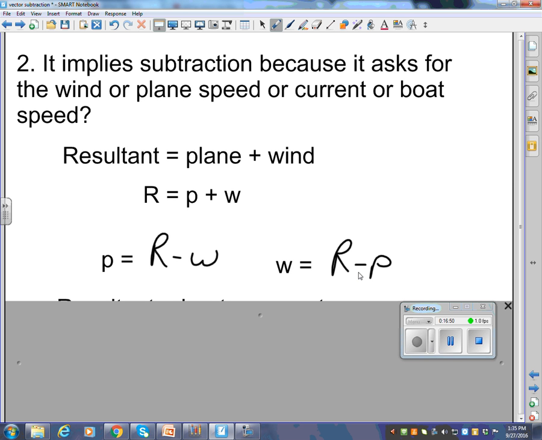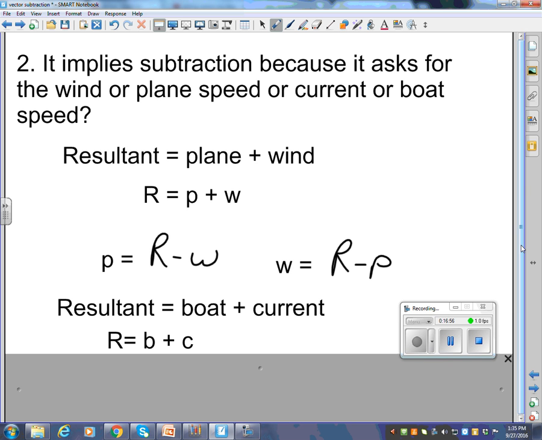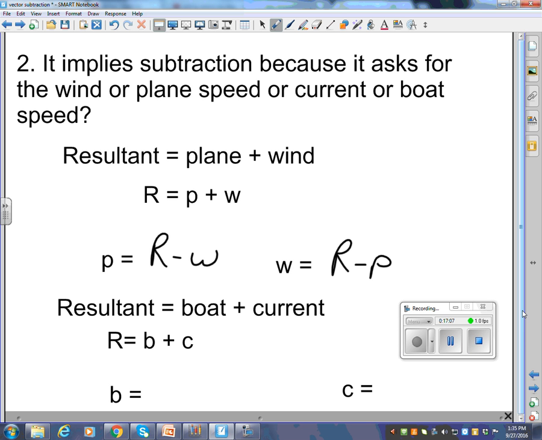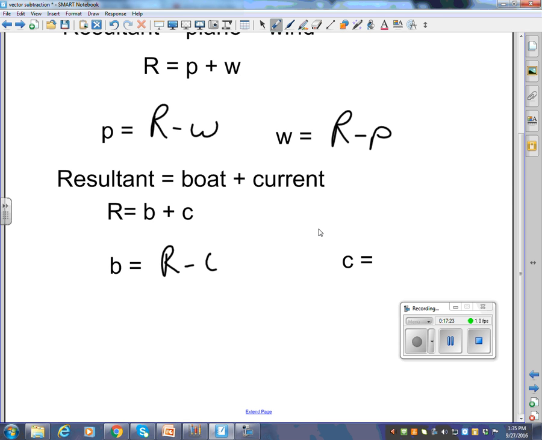What if I don't have a plane in the wind? What if I got a boat in a river? Boat and current. The resultant is the boat plus the current, which means that the boat is, take the C to the other side, and you've got R minus C, right? And what's the C equal to? R subtract B.